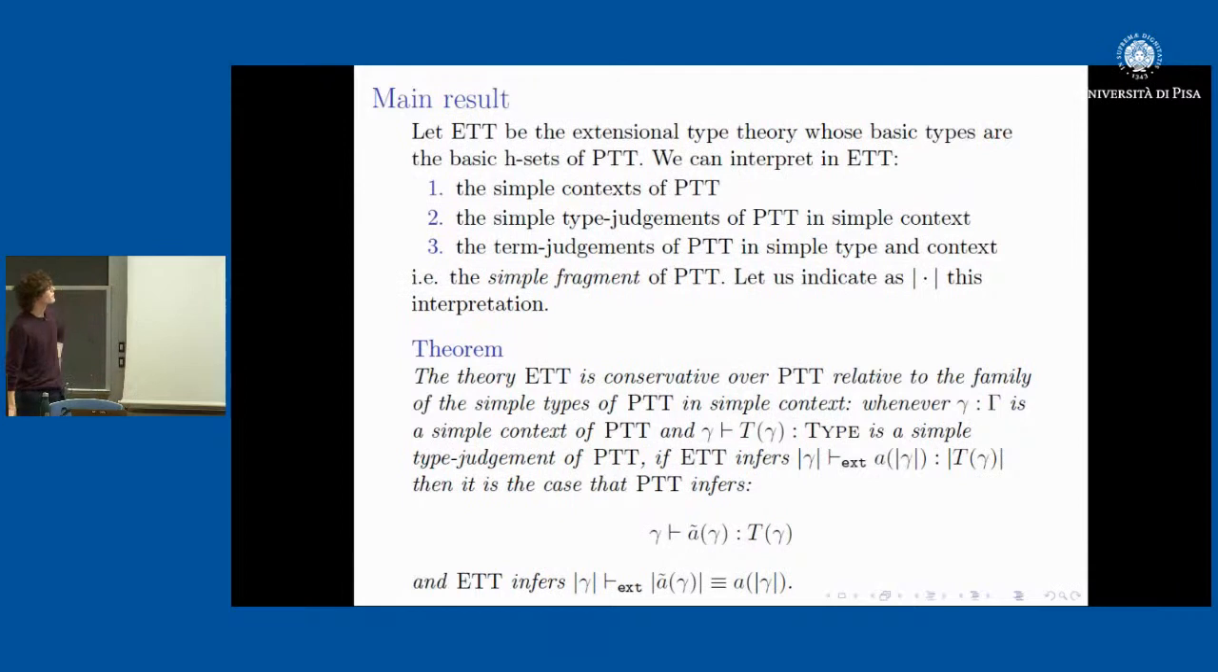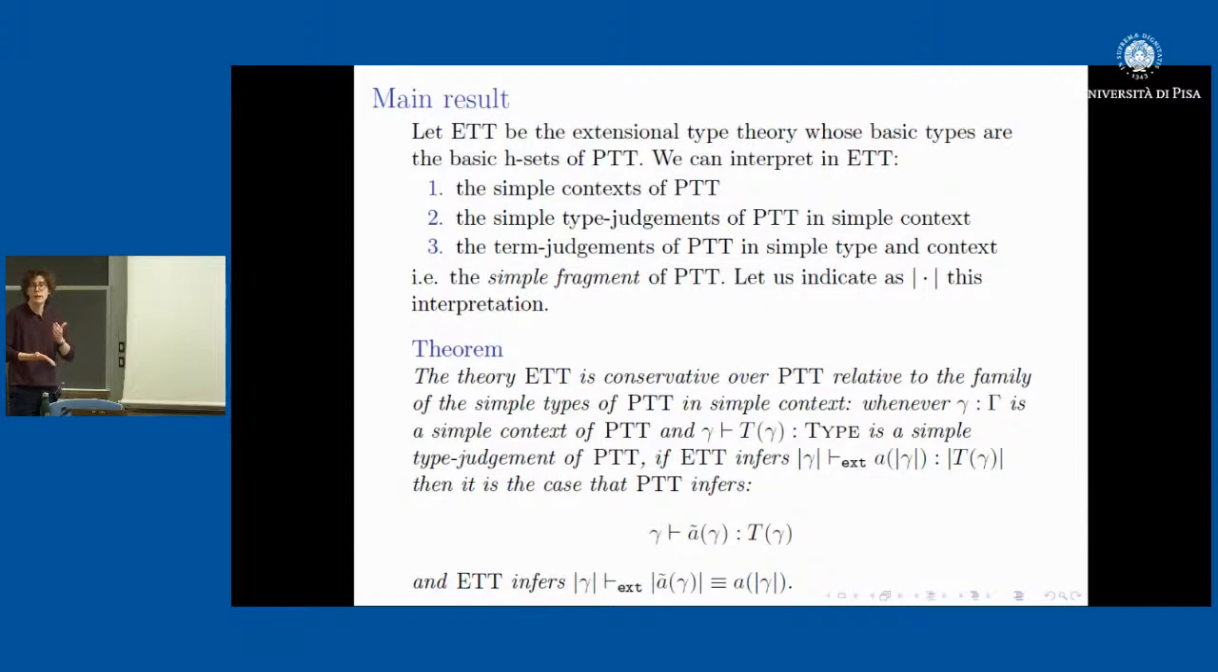Now, let us consider finally an extensional type theory, which we build in the following way. We will call it ETT. At first, let us say which are the basic types of ETT. These are just the basic H sets of PTT. So we consider an extensional type theory having a basic type, so a type which is not given by type constructors, an axiom, for any basic H set of PTT. And the same for basic terms.